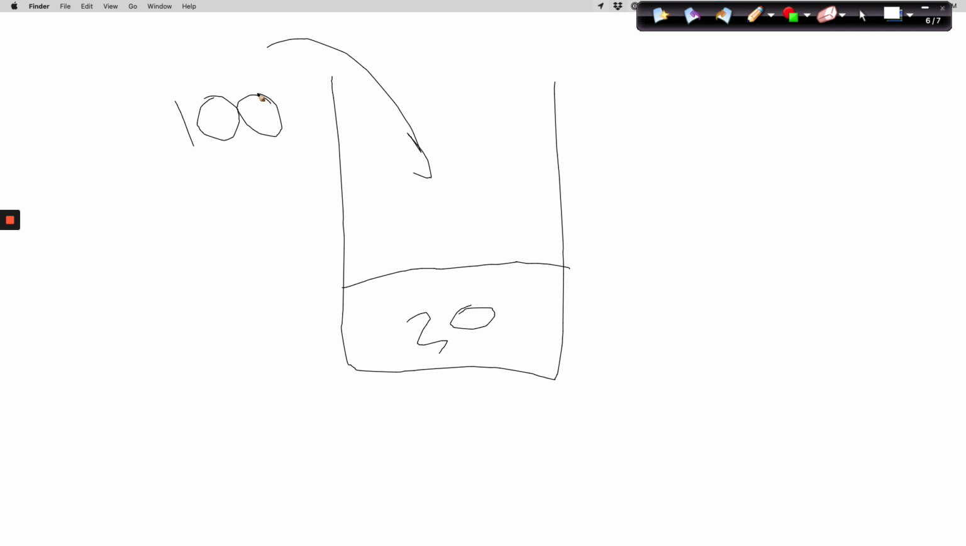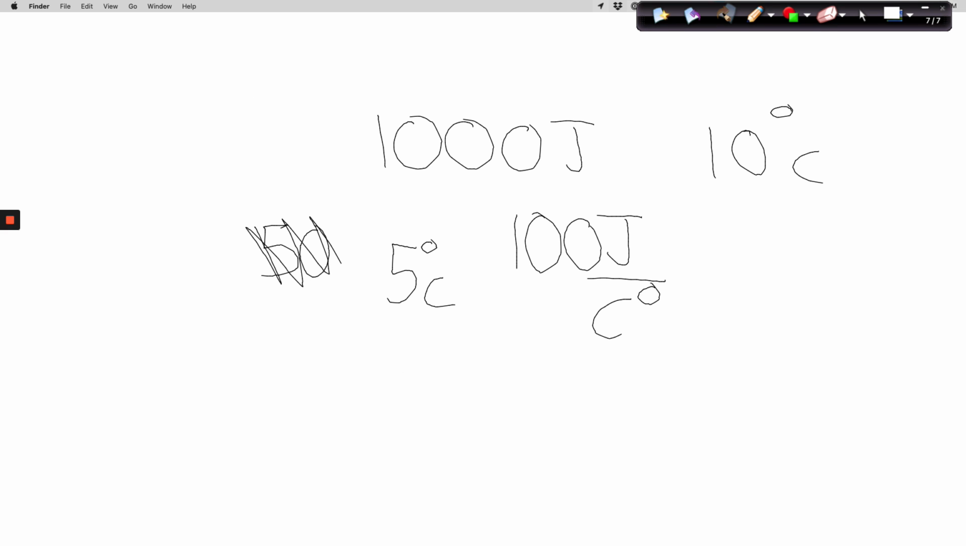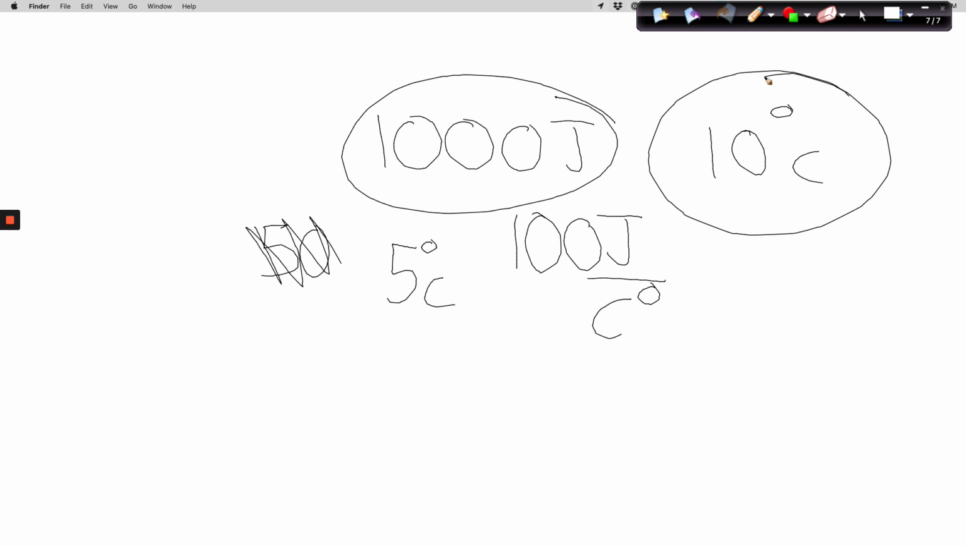Well, guys, remember when we talked about this? We are going to use this data to figure out the heat capacity of the calorimeter. So we're going to figure out if we dump in some amount of energy, how much does the temperature change? Yes? Okay.